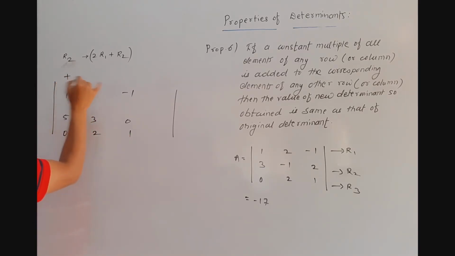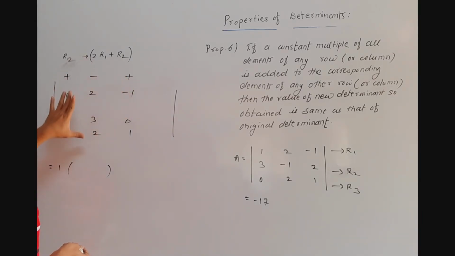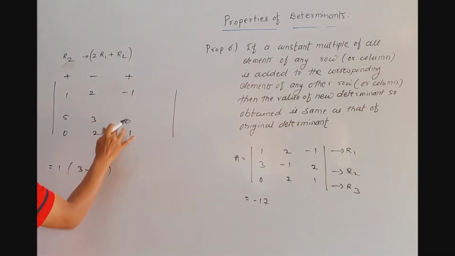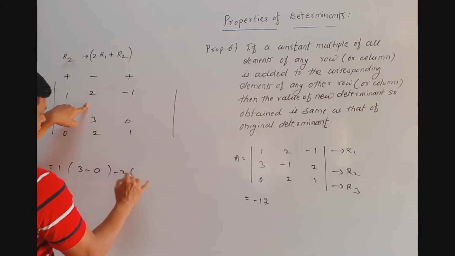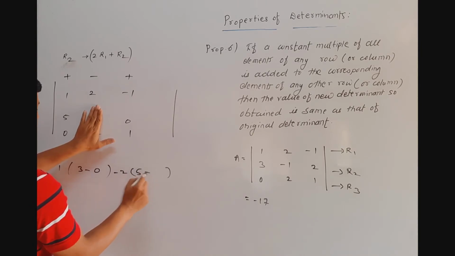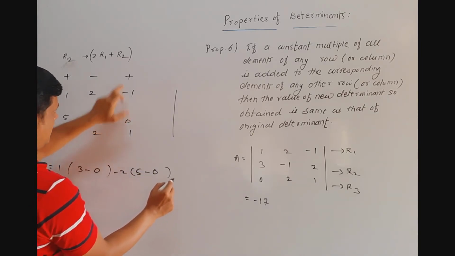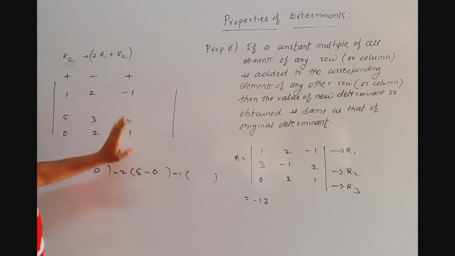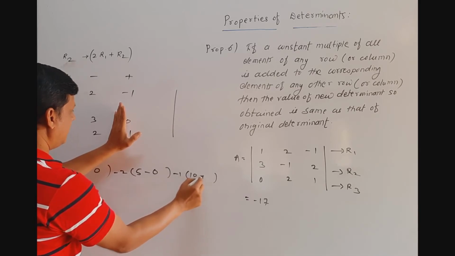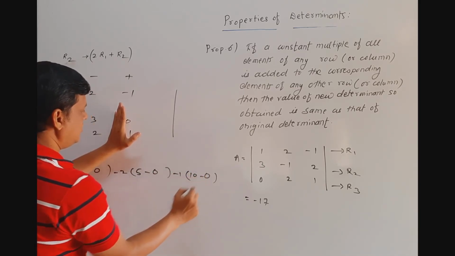Now calculate this determinant, plus, minus, plus. So we get here value as 1, and we directly calculate the value. We skip first row, first column, and calculate the value of this determinant. 3 into 1 is 3, minus 2 into 0 is 0. Then minus 2 in bracket. We skip first row, second column. So 5 into 1 we get 5, minus 0 into 0 we get 0. Plus minus minus 1 in bracket we get here. We skip first row, third column, so 5 into 2 we get 10, minus 0 into 3 we get 0.